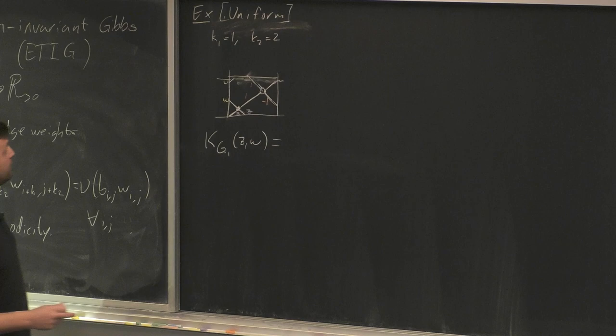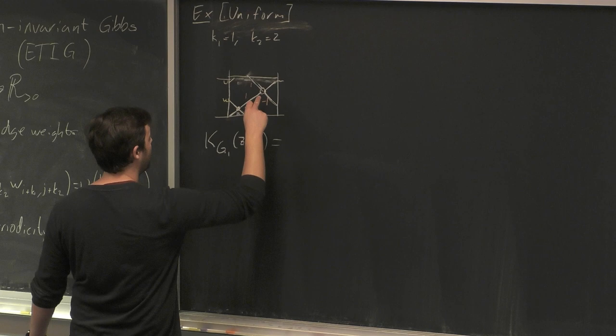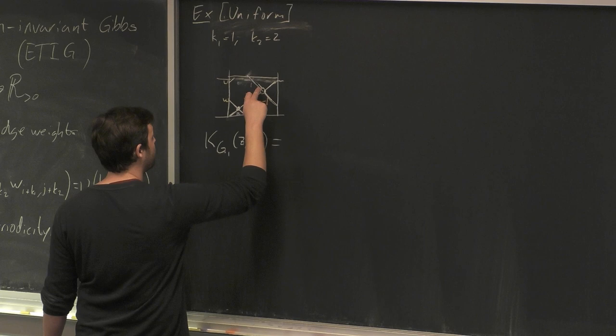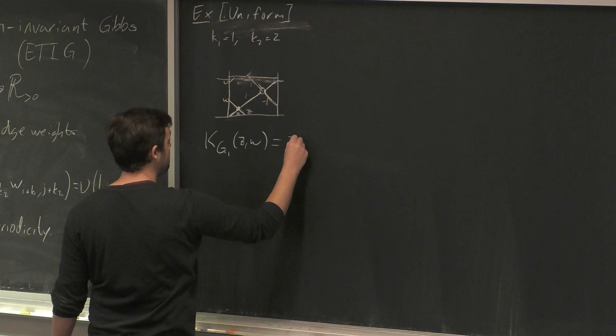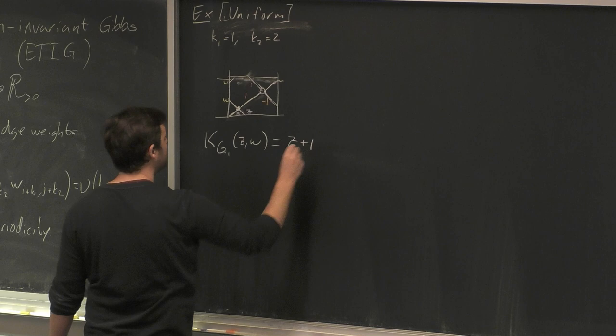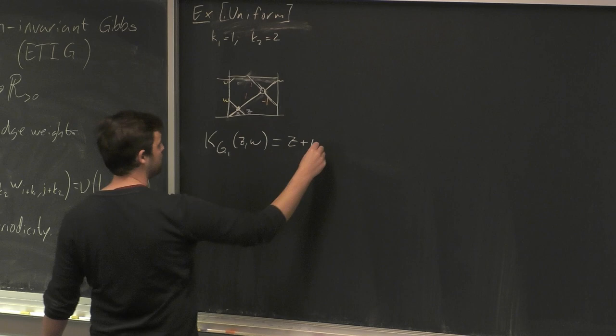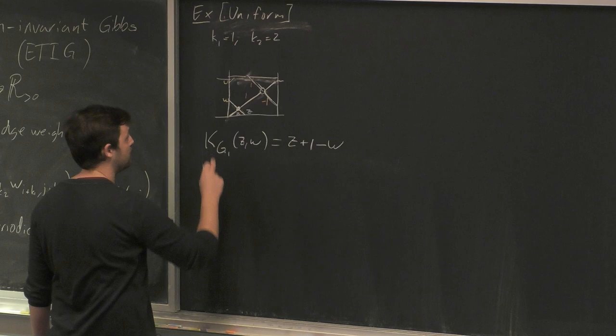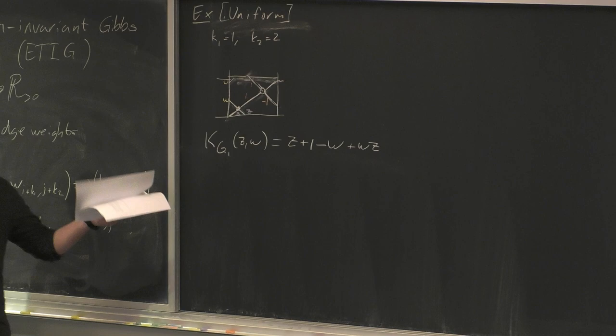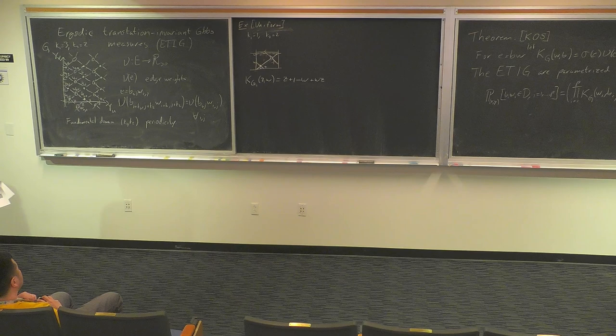So we get some contribution from, so we take the contribution from going along this edge, which goes there and there, so that gives us a z. We take this edge, which gives us a 1. We go along this edge, like this, which gives us a minus w. And then we go like this, along this edge, and that gives us a plus wz. Okay, so this matrix is, in this case, just a scalar, and has this form. Okay?